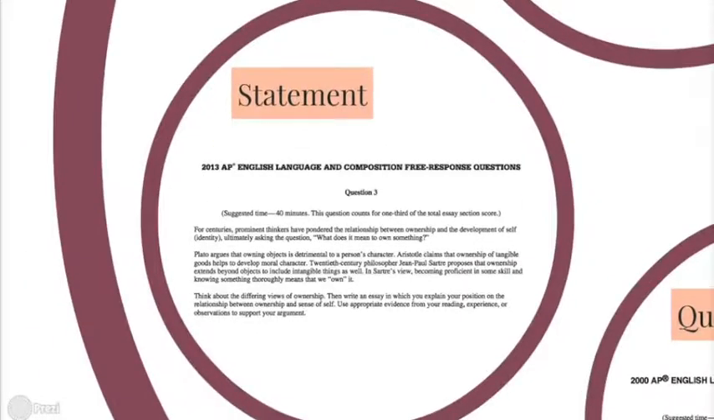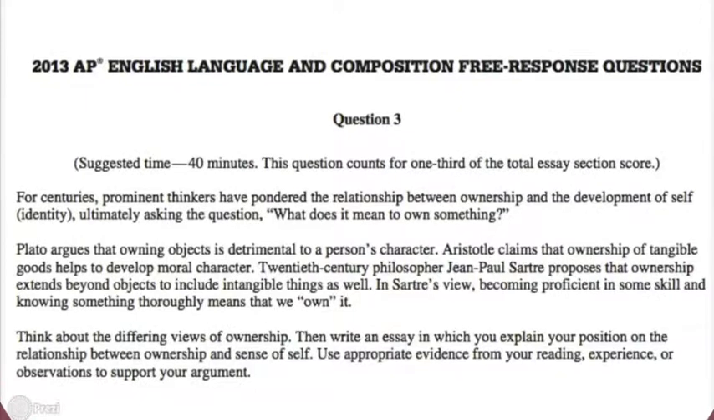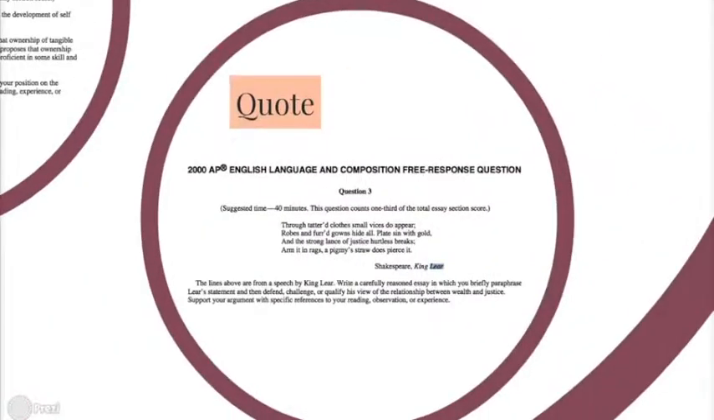Next, the statement. So this basically, it is going to be a statement that someone else has made, or a statement that the prompt kind of implies to be truth. And perhaps, like in this passage, it's going to be given some context, discussing Plato, Aristotle, and Sartre. And it's asking you to come up with your own opinion on this statement. And third, the quote.